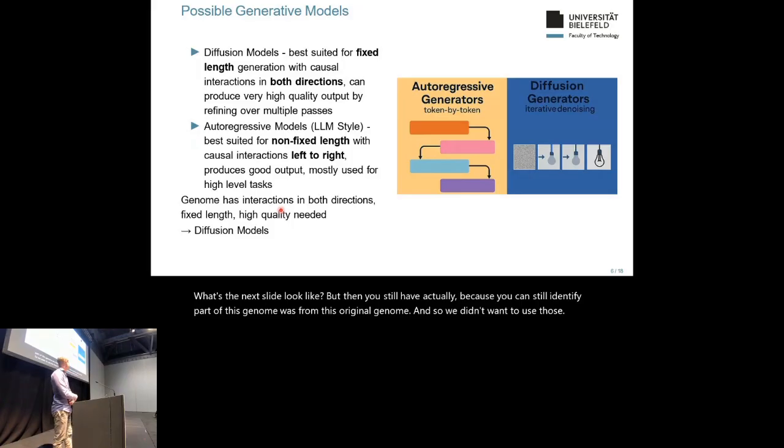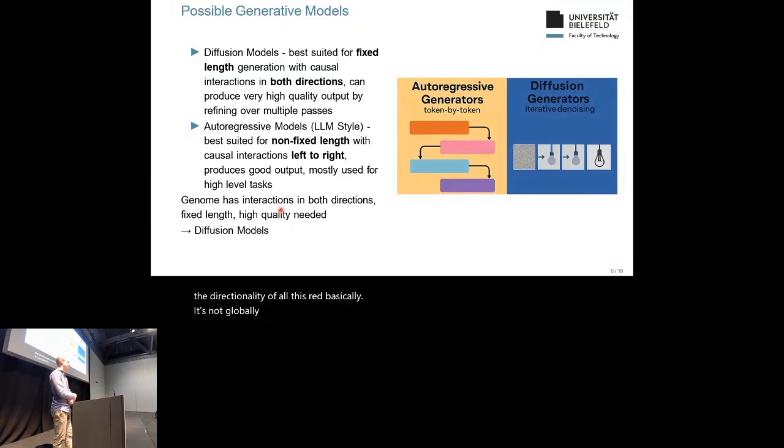So autoregressive generation, as I said, is LLM style, like ChatGPT, it always just predicts the next token. But what most people maybe don't know is that it can only take into account information from the left, basically. So it cannot look in both directions. In the genome, the interdependencies are not dependent on the directionality of how it is read, at least not globally. So gene 1 can have dependencies to gene 8 and gene 8 also to gene 1. So they can interact.